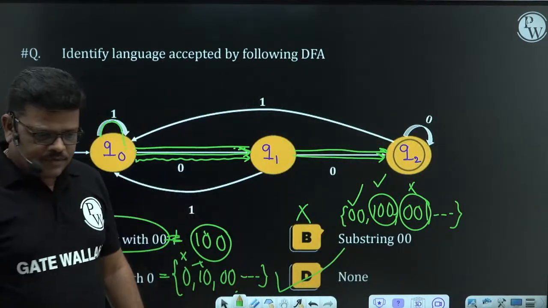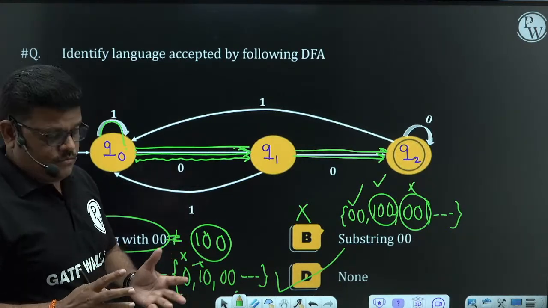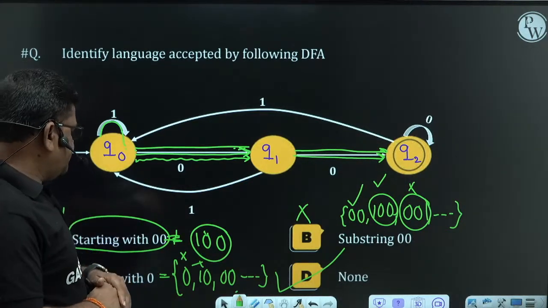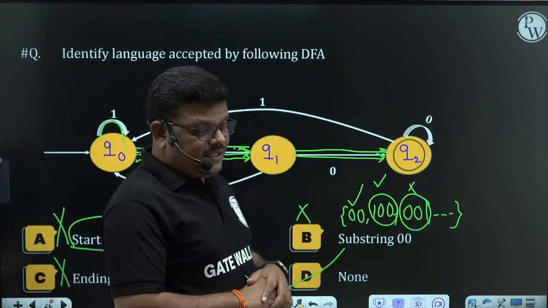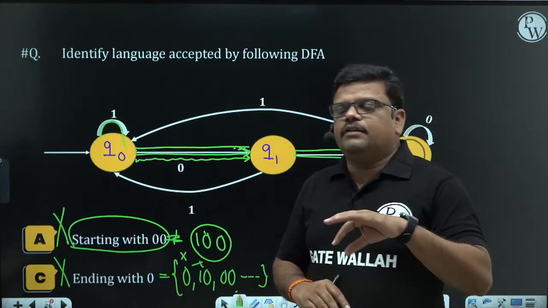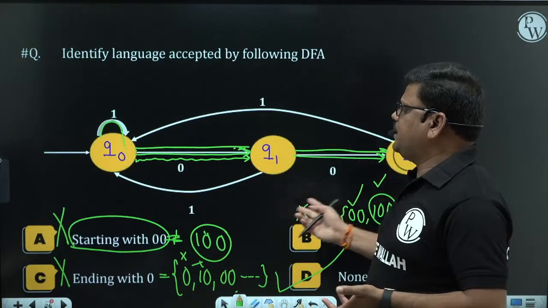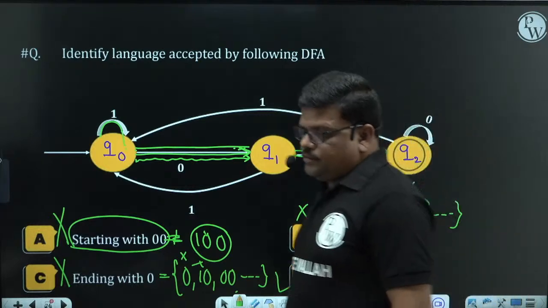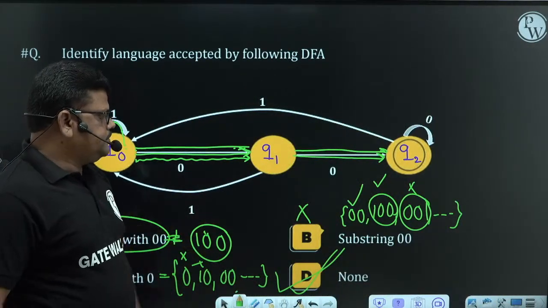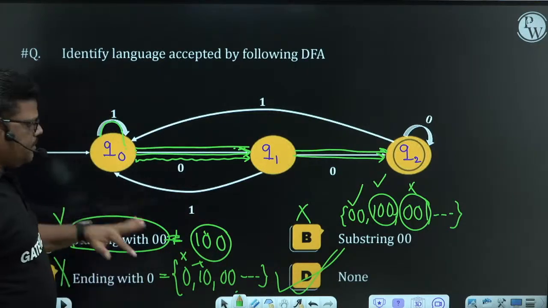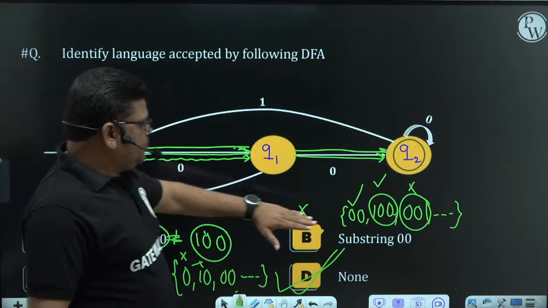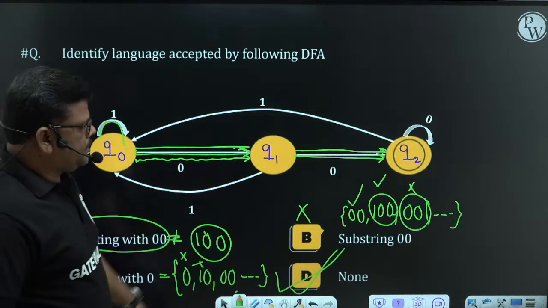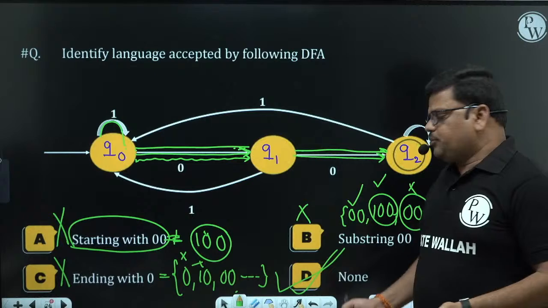Is it clear? I observed in many batches, most of the students have given option C as the answer. But clearly C is not the answer because of these reasons. This is not ending with 0. Some people are saying ending with 00. Whatever it may be, we will see how to identify the language exactly in the coming classes. But here, none of these options is there. Starting with 00 is not equal to this automata. Substring 00 is also not equal to this automata. Ending with single 0 is also not equal. There is some other language we don't know at this stage. That's why here clearly D.